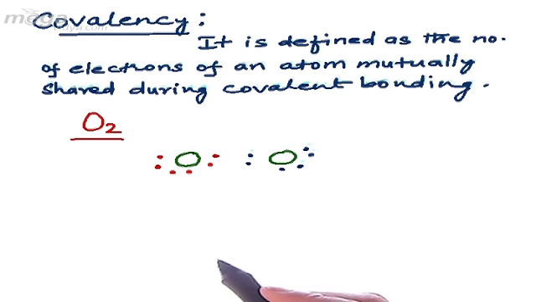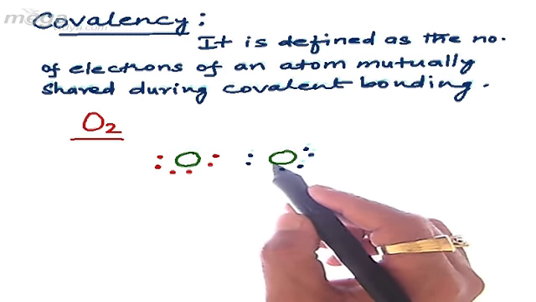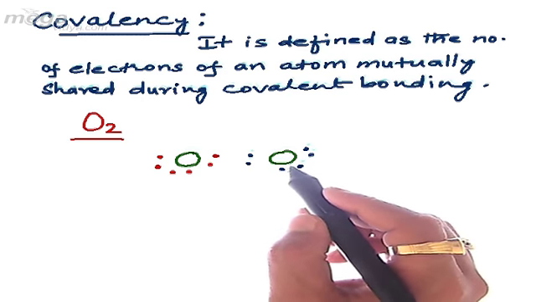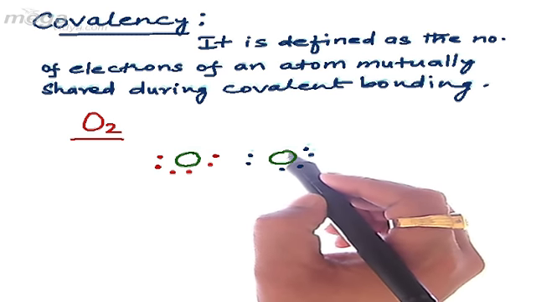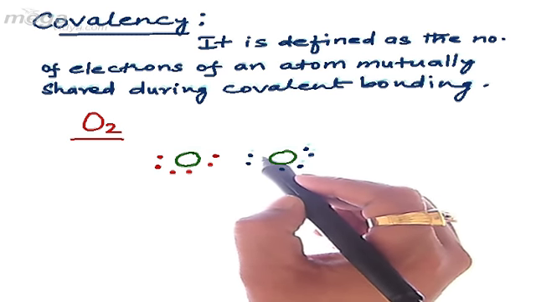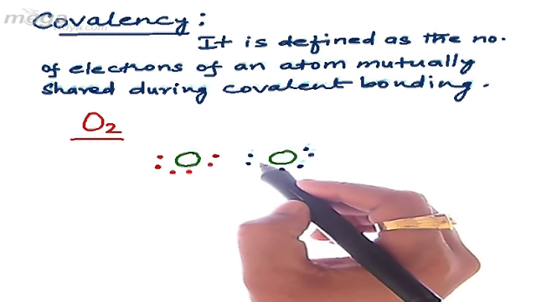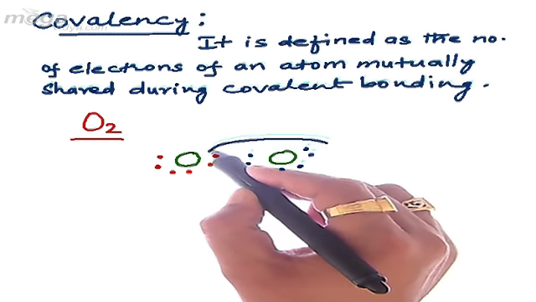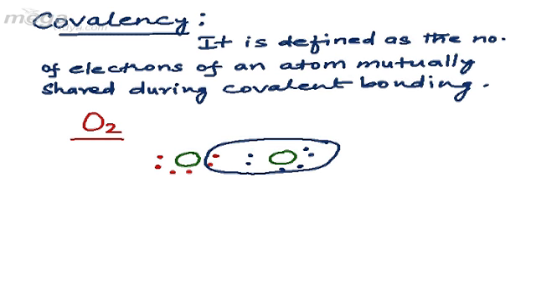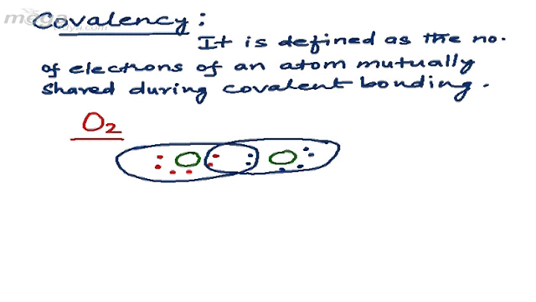Now bonding is just to complete the octet, that is 8 electrons in the valence shell, the ns2 np6 configuration. Both these oxygen atoms are lacking 2 electrons, hence for completing their octet both will undergo mutual sharing of 2 electrons. That means this oxygen atom will share 2 electrons of the first O atom. Similarly, the first O atom will share 2 electrons of the second O atom.